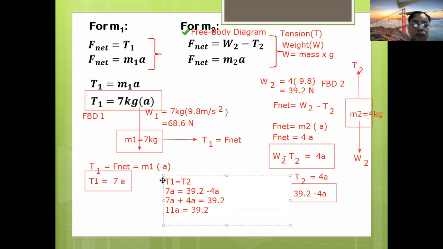So dividing both sides by 11, we can solve for the quantity or the variable A. Now, if we try to calculate A, 39.2 divided by 11, A is equivalent to how much?